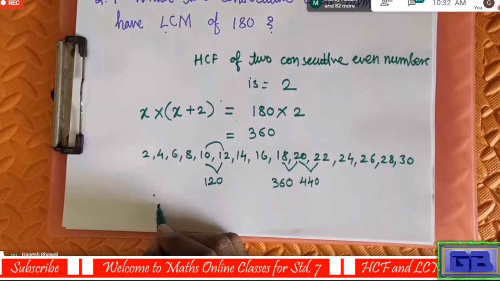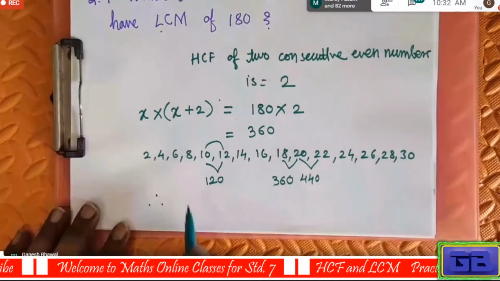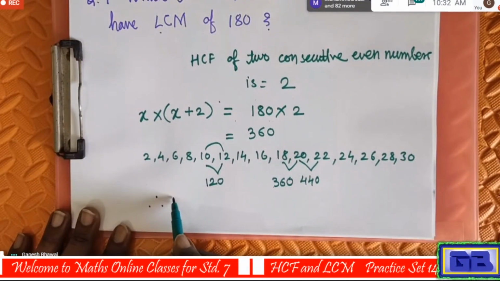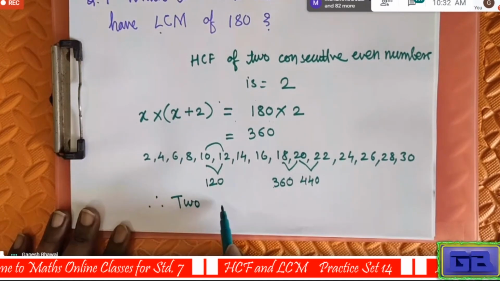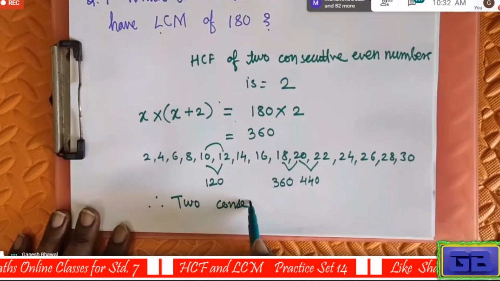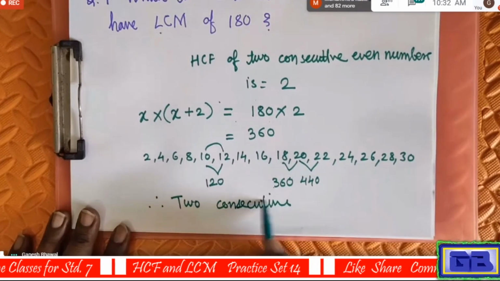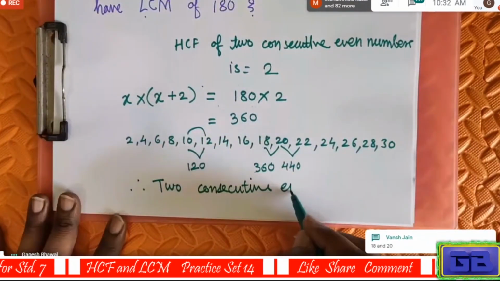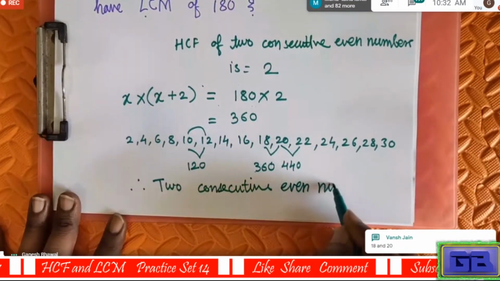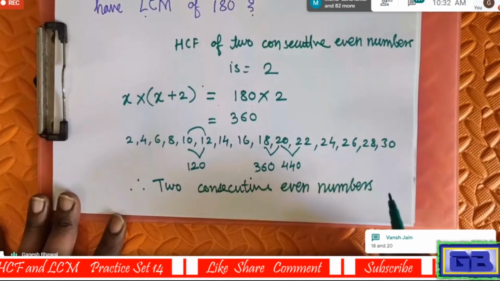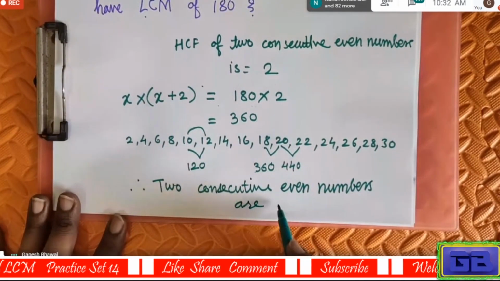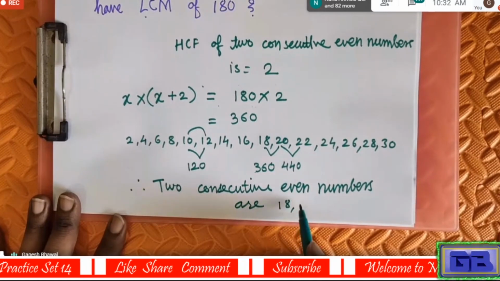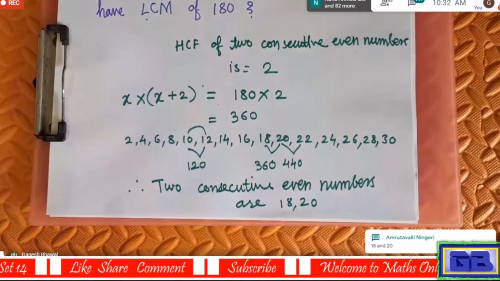Therefore, write down the statement: two consecutive even numbers are 18, 20.